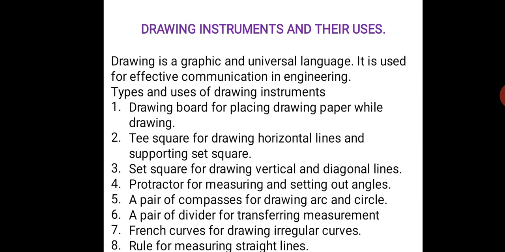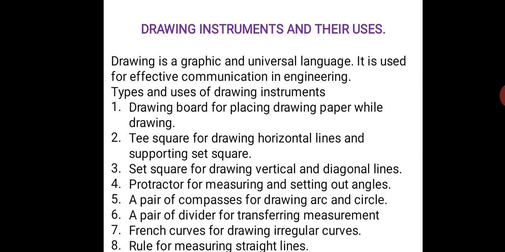1, you have drawing board. Drawing board is where you place your drawing paper before you start drawing. You have to set up your board before you start drawing. 2, you have your T-square. It's for drawing horizontal lines and for supporting set square.